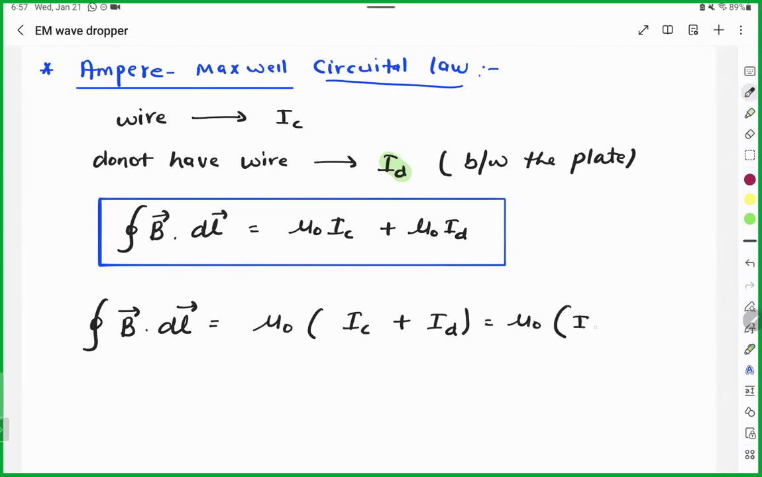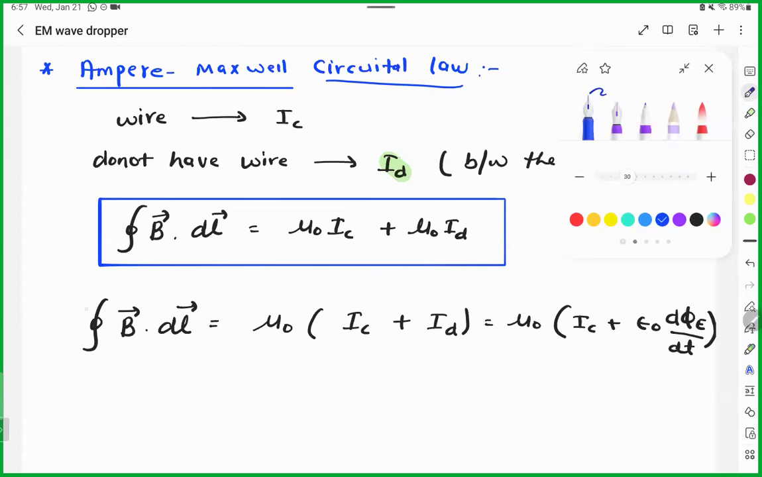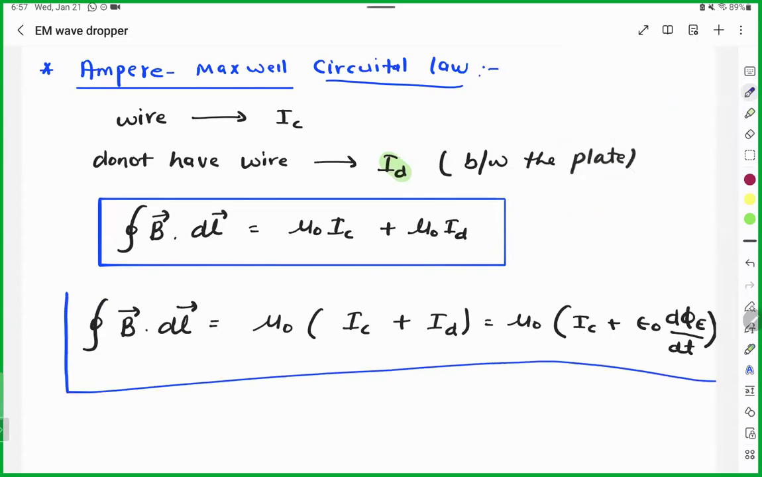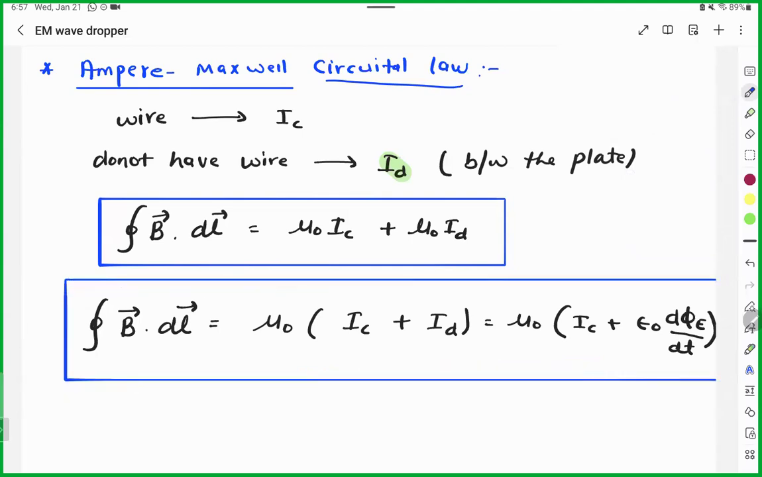This is conduction current and displacement current is epsilon naught d phi E by dt. Correct. So this equation is a modified form of your Ampere circuital law. So you don't need much new knowledge, but still it's important to correlate two different concepts together.